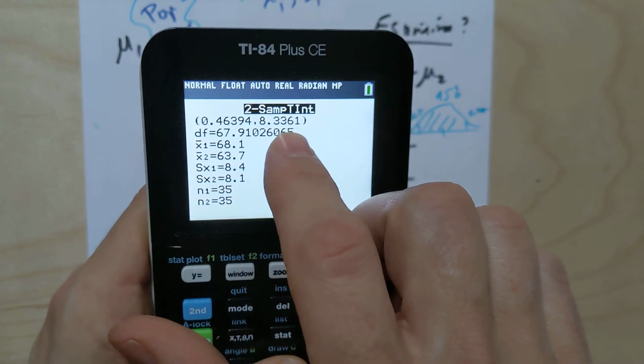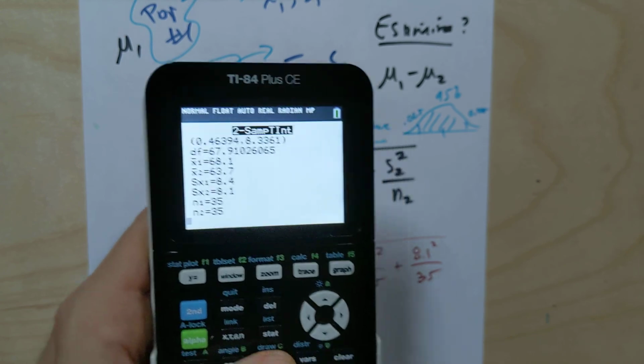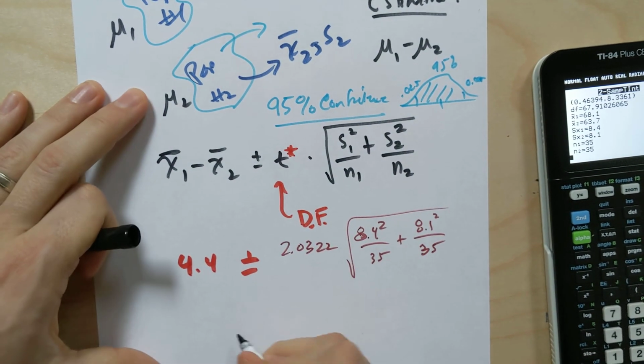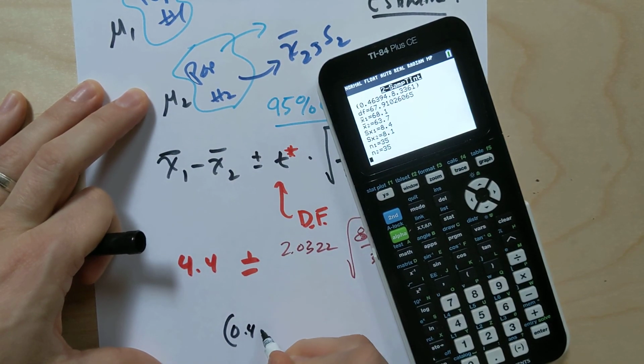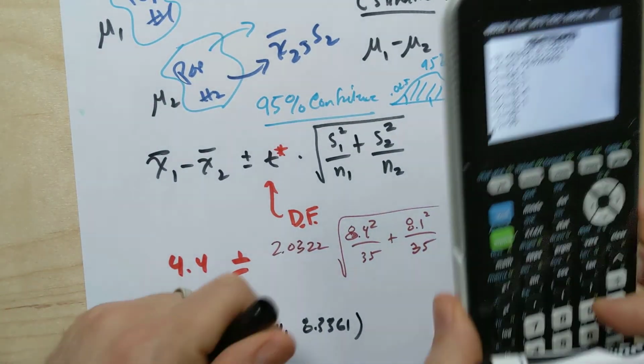We have this confidence interval. So this 95% confidence interval suggests that the actual difference would be, I'm going to write this down. This is the best confidence interval, 0.46394 up to 8.3361 minutes. And this is in minutes. That's the minutes dry time.